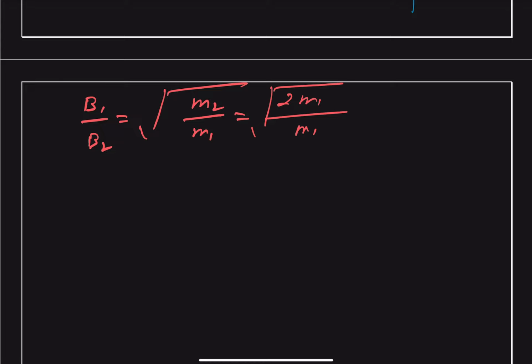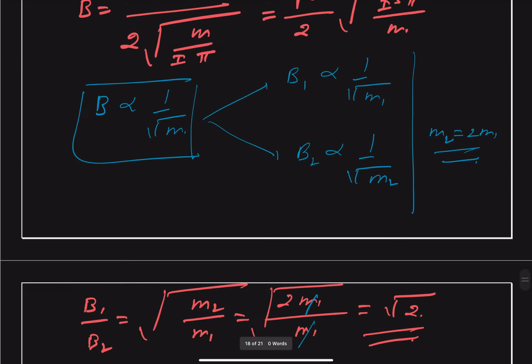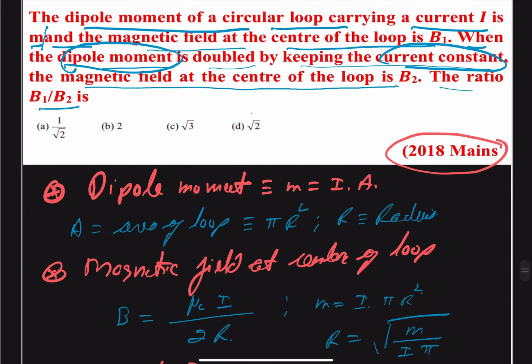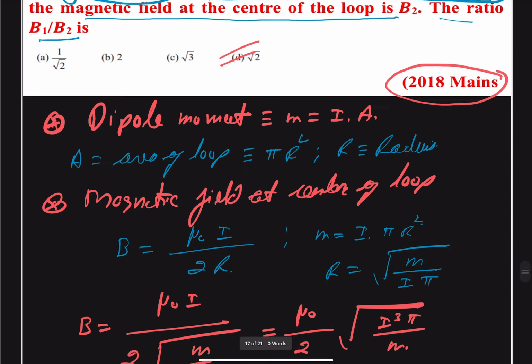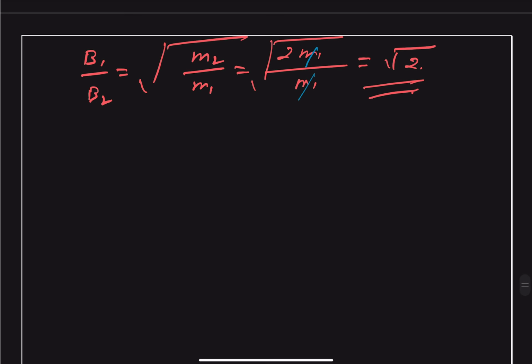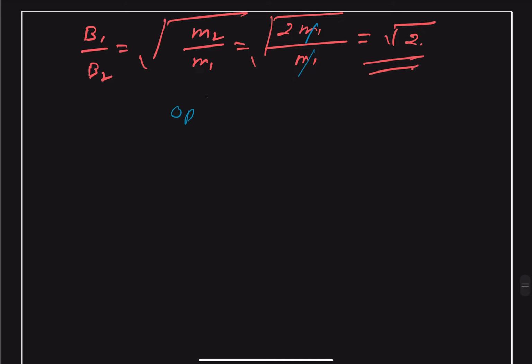So we can easily find out the ratio now. B1 upon B2 will be square root of m2 upon m1. m2 is twice m1, so m1 and m1 cancel out, and we get this as square root of 2. The ratio of B1 to B2 is square root of 2, so option number D is correct. Option D is correct.